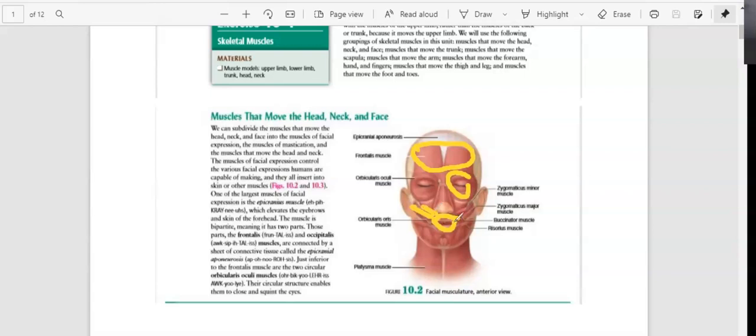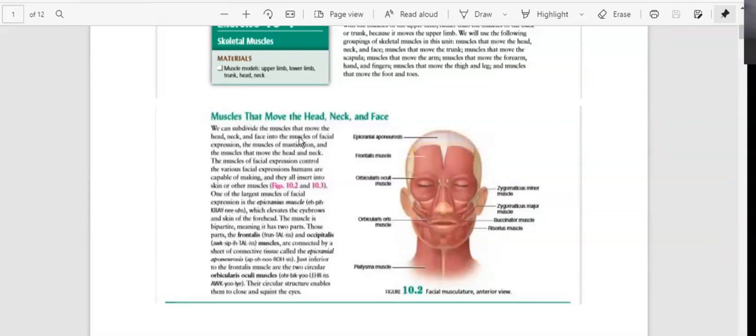You're going to have a muscle in here that is going to elevate the corner of your mouth, like when you are smiling. That's going to be the risorius. And these muscles right here will depress your lips, like when we are depressed. This one is going to be depressor anguli oris, depressor labii inferioris, and mentalis. These are some of the muscles that we see on the front part of our face.